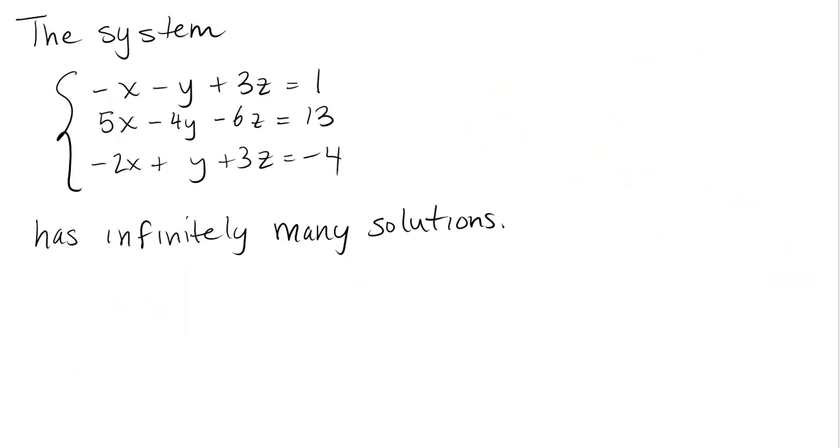Let's do another one of those. I claim that this system also has infinitely many solutions. Negative x minus y plus 3z equals 1, 5x minus 4y minus 6z equals 13, and negative 2x plus y plus 3z equals negative 4. I want you to come up with a matrix representation for this system, put it into the calculator, get it in reduced row echelon form, and verify that the last row has all zeros.